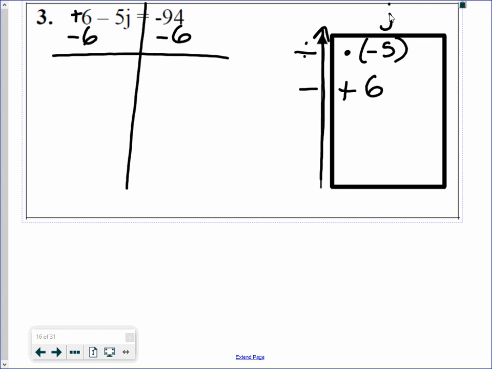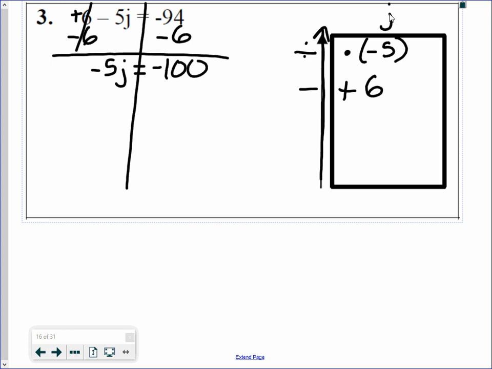So I do that, my 6's cancel. Positive 6 minus 6 is 0. I'm left with a negative 5j. Be careful, a lot of people only want to write the 5j and not bring the negative down. It is associated with that 5 though, so careful with that. And then negative 94 minus 6 is negative 100.